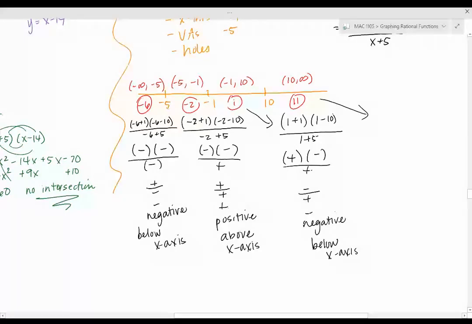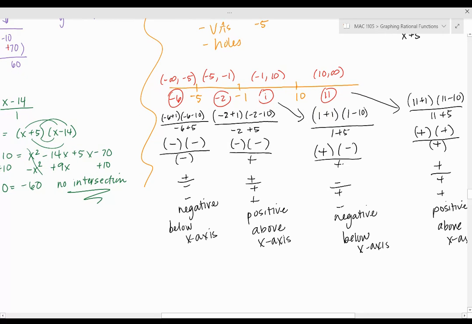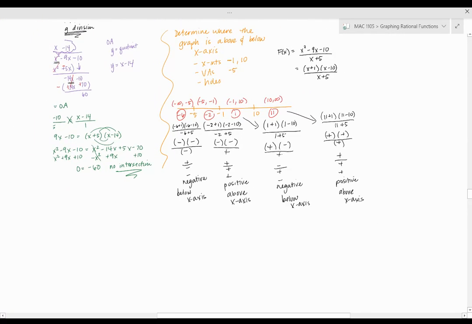Then my last interval, I'm trying 11. 11 plus 1, 11 minus 10, 11 plus 5. That's positive times a positive over a positive, which means I'm above the x-axis. Okay, so I have 2 intervals where I'm above the x-axis and 2 where I'm below. So let's see if we can answer that question.